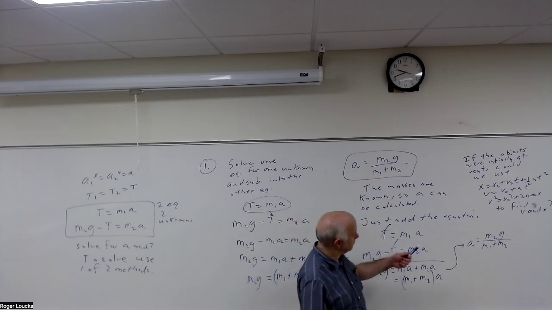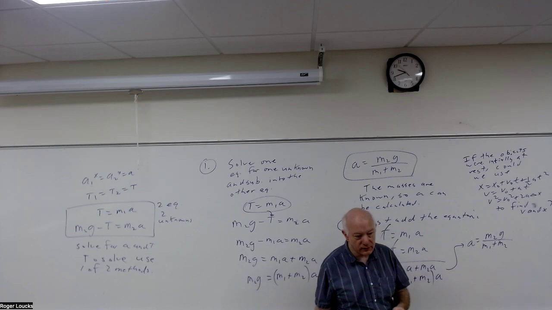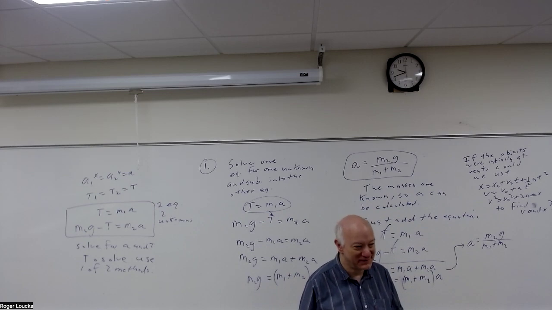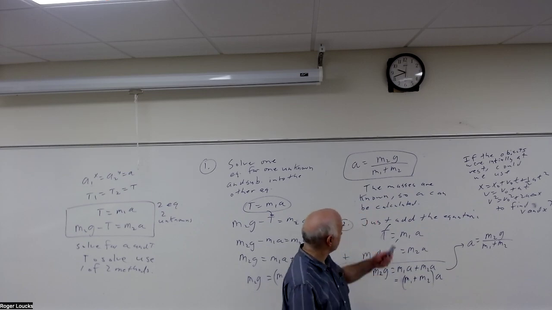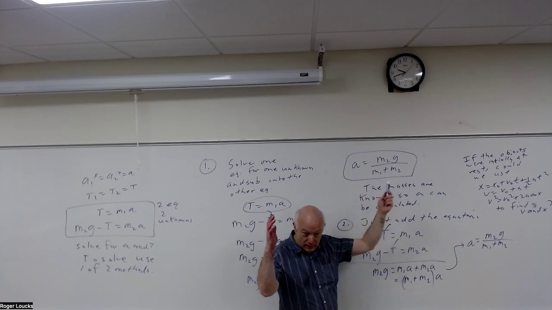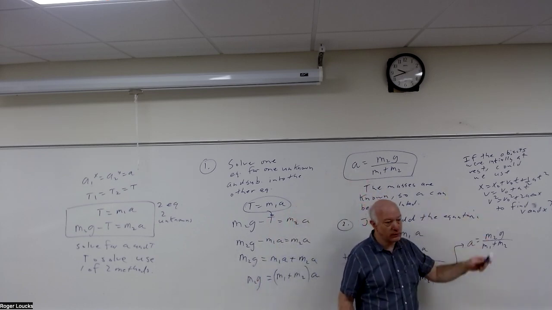What do you know about these equations here? Only true for constant acceleration. Do we have a constant acceleration in this problem? How do you know? That's correct. Because our acceleration depends only on constants. The masses are all constant. G is a constant. This is a constant. The fact that this is a constant means that I can now use these equations.